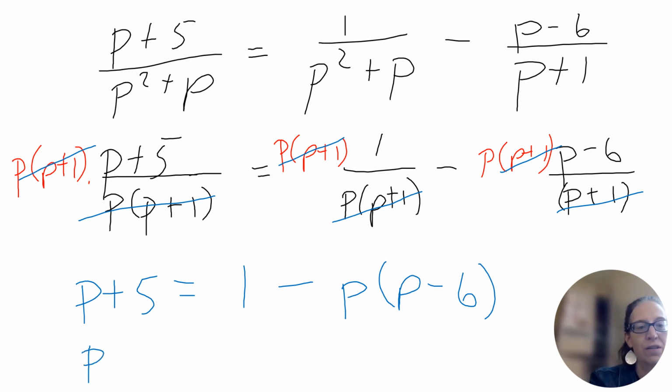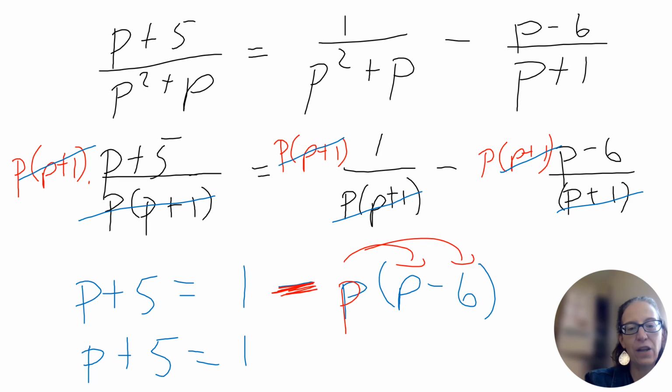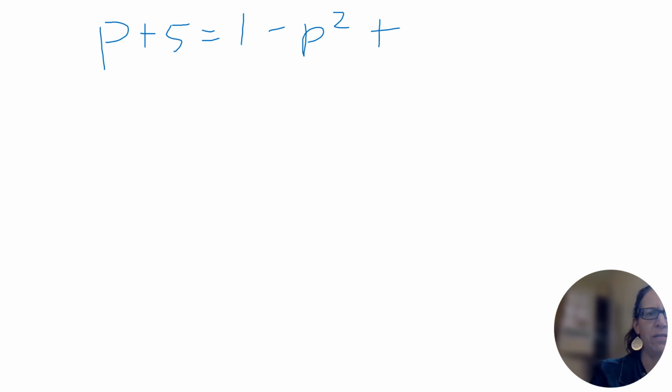Now we will distribute. So remember that this is negative p that we are distributing. So negative p times p is negative p squared, and negative p times negative 6 is positive 6p. And that is a quadratic. So that was, what was that? p plus 5 equals 1 minus p squared plus 6p.